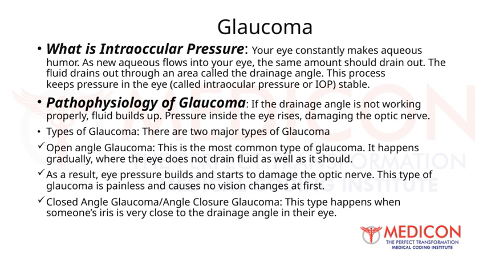Now, when this drainage system isn't working properly, trouble begins. If the drainage angle gets blocked or not functioning correctly, the fluid starts to build up. This causes the pressure inside the eye to increase, which can damage the optic nerve, the main nerve responsible for transmitting visual information to your brain.